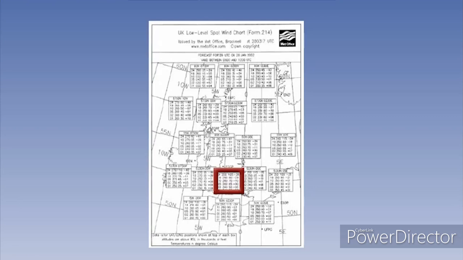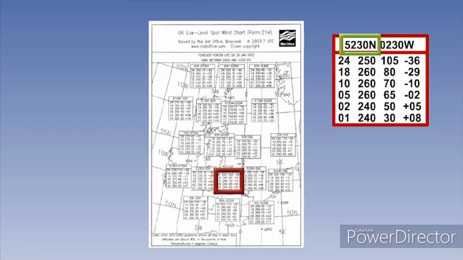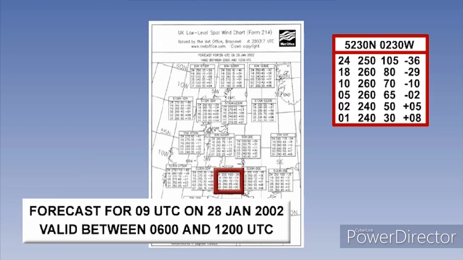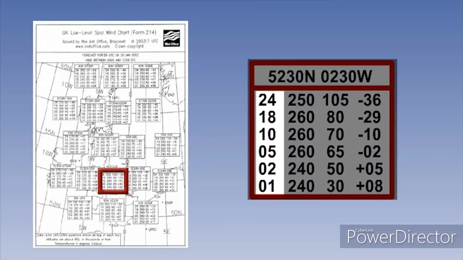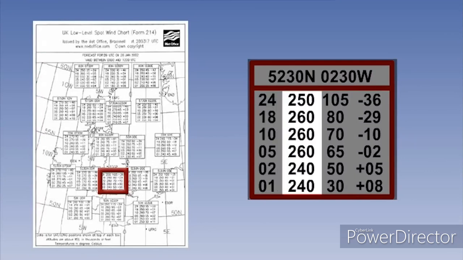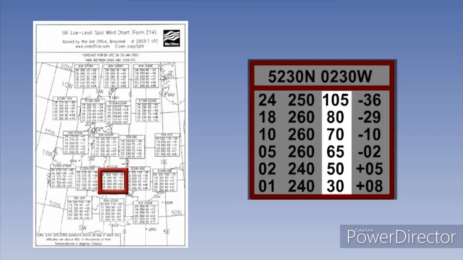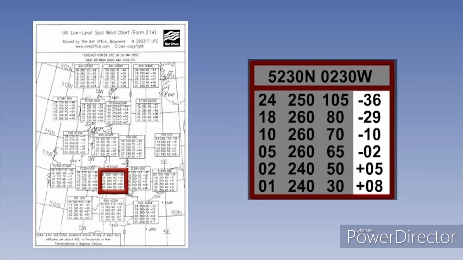Let's have a closer look at central England. The information for the coordinates is 52 degrees 30 minutes north, 2 degrees 30 minutes west. The information in the box is for this spot at 0900 UTC on the 28th of January 2002. The left-hand column gives the altitude in thousands of feet above sea level. The next, the expected wind direction in degrees true at that level. Next follows the wind speed in knots. And finally the temperature in degrees Celsius with either a positive or negative prefix.